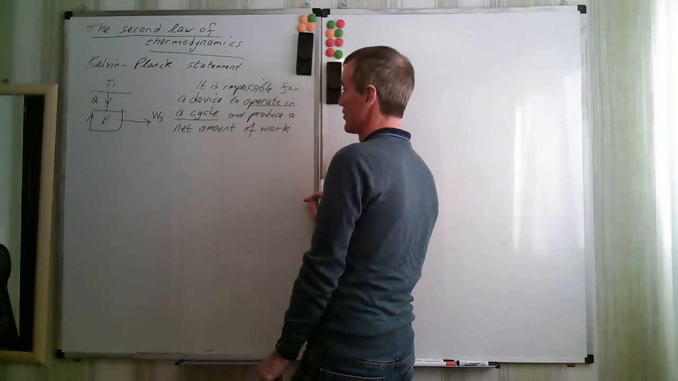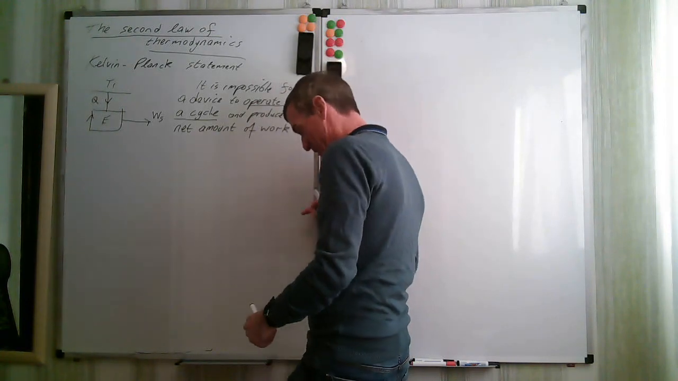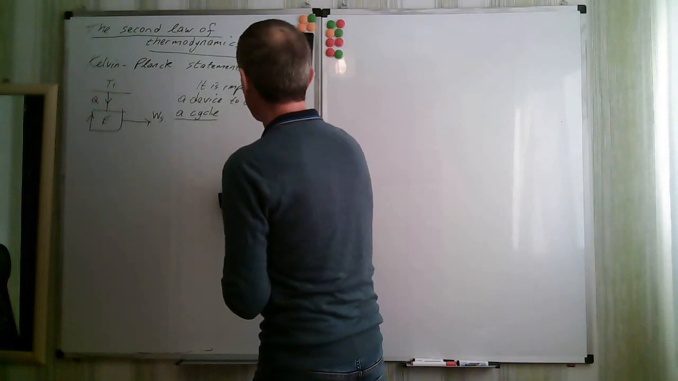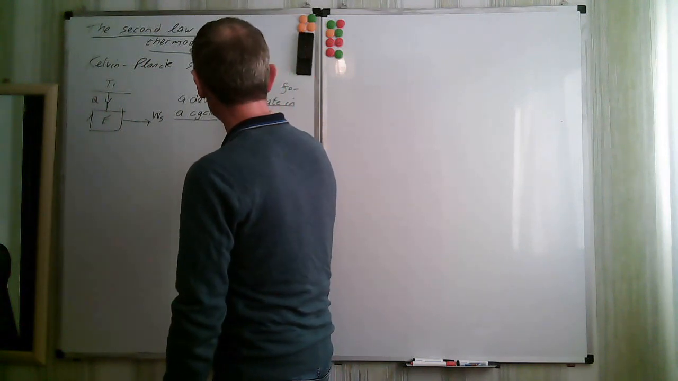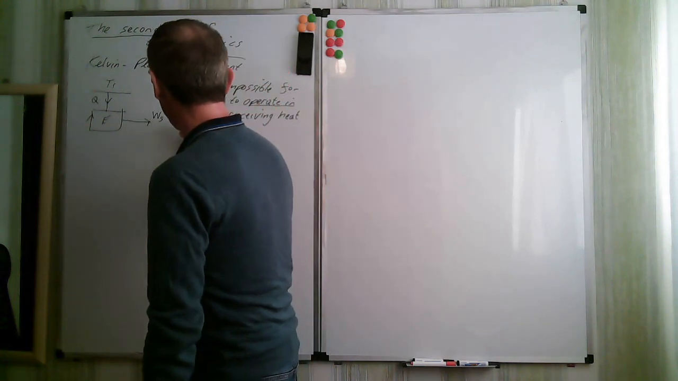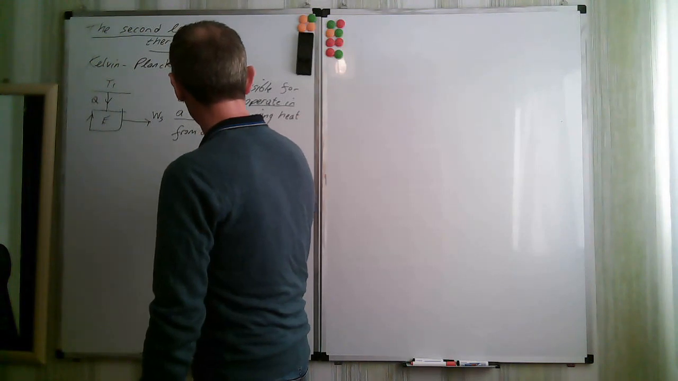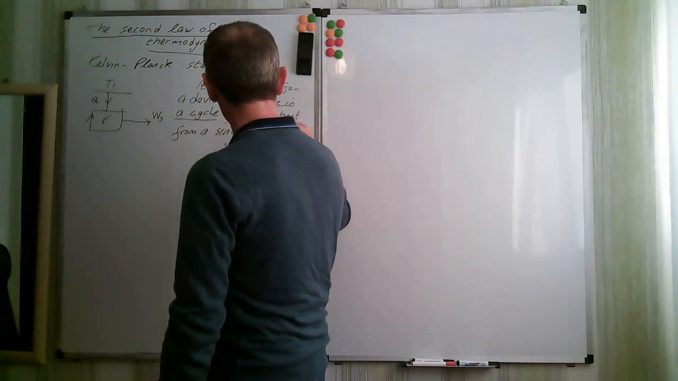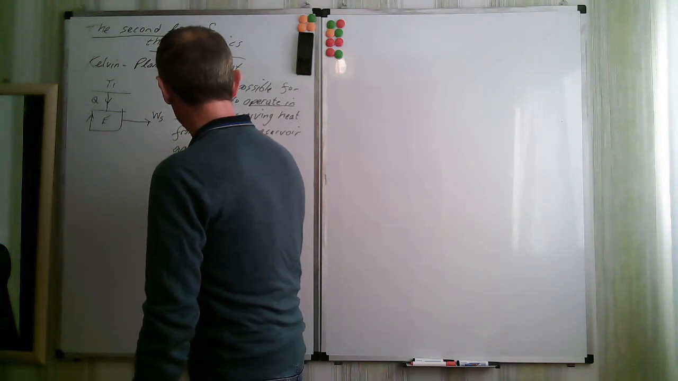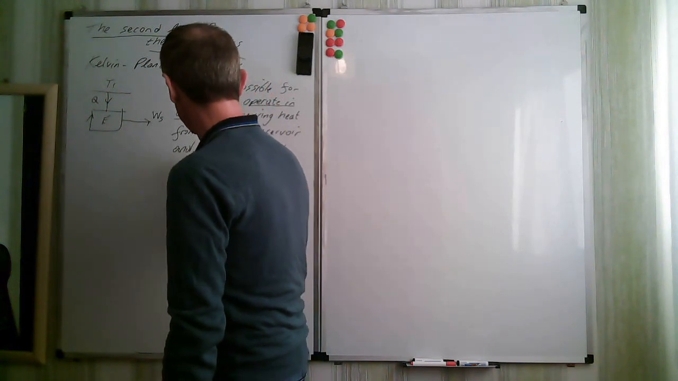From a single reservoir core, produced net battery from a single, well, okay. That's right then. Let's put it like this: receiving heat from a single reservoir and producing a net amount of work.